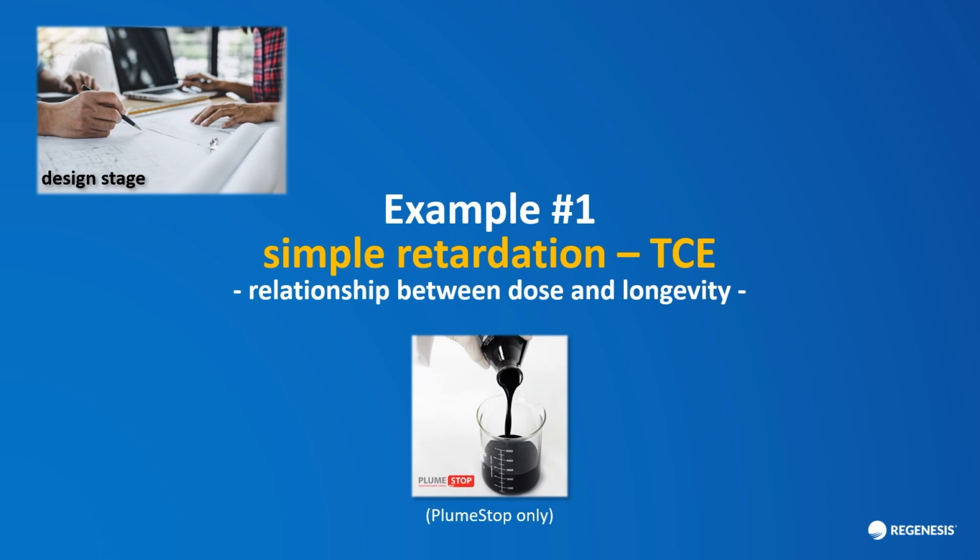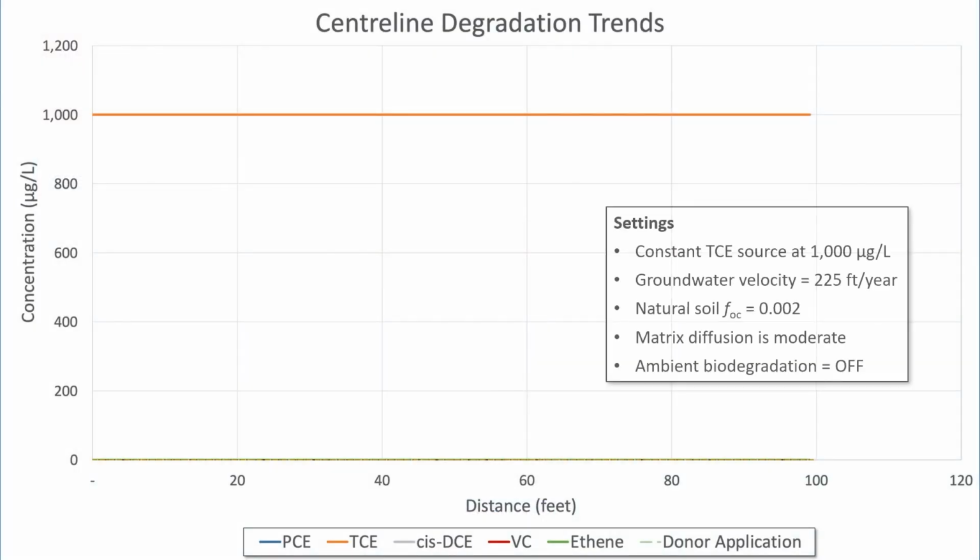And I'm simply going to look at the dose between retardation, between the PlumeStop dose and the longevity that we've got here. There'll be no degradation to begin with in this first example. So we're looking at TCE in an abiotic setting, maybe it's an aerobic aquifer, and PlumeStop only. So here are my settings in the box. Importantly, groundwater is about 225 feet per year. There's a bit of matrix diffusion, and the ambient biodegradation is turned off.